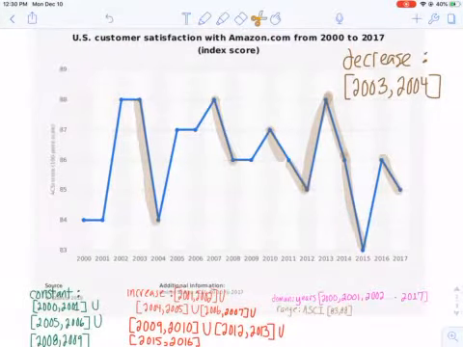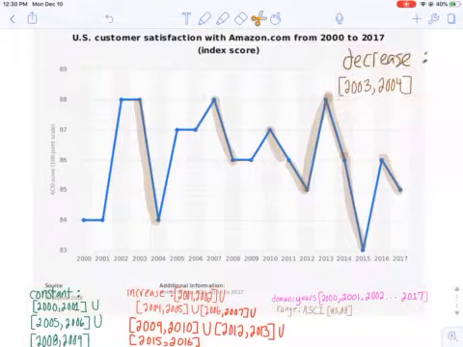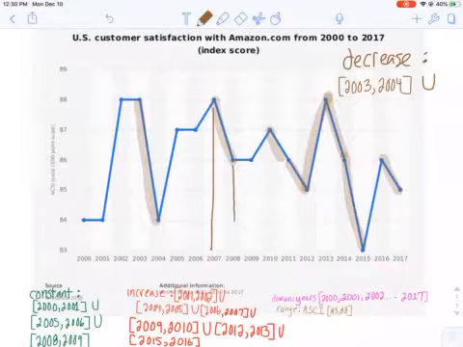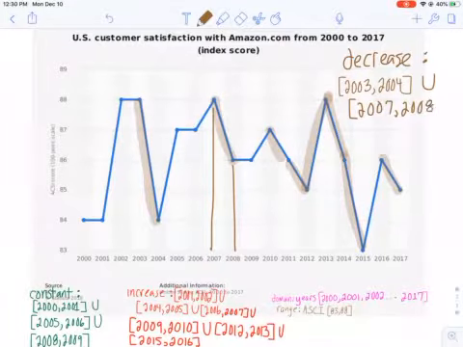Now, this isn't my only decrease. I got more than one going on. I got, frankly, quite a few of them. So I'm going to use the U. Remember, don't use commas, don't write ands. Use the U. That means union. That's more than one thing going on. Now I got 2007 to 2008. Okay, I'm going with the U.